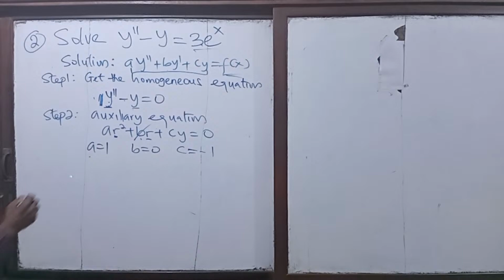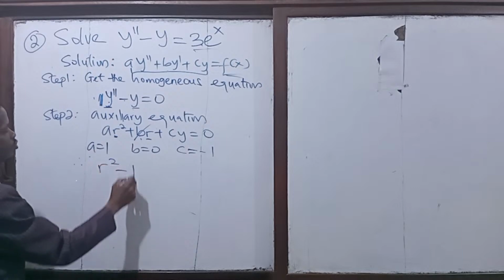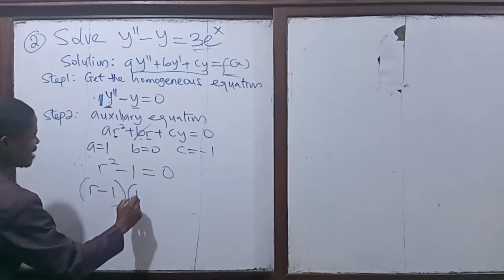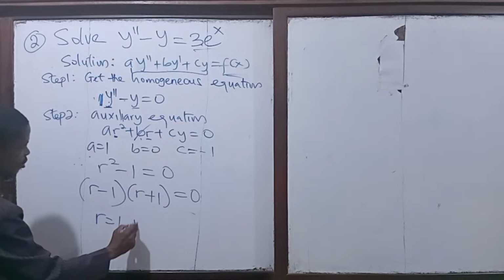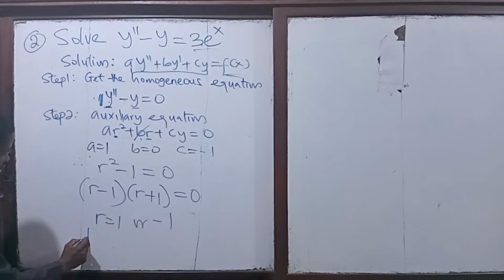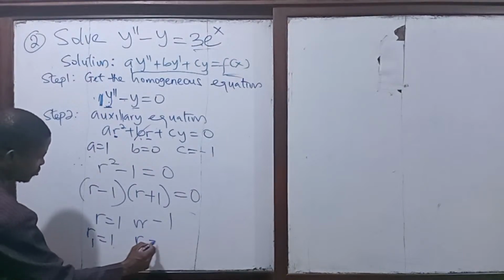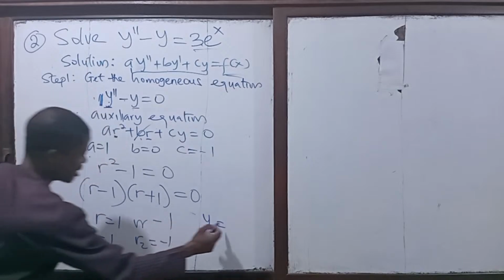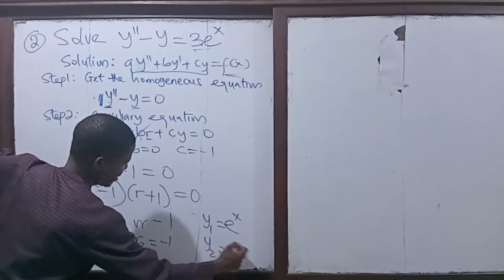Okay, so then the auxiliary equation will now become r squared minus 1 equal to 0. This will be equal to r minus 1 times r plus 1 equal to 0. So r is equal to 1 or minus 1. We can call this r1 equal to 1, and r2 equal to minus 1. So the first one, y1, is e to power x. Y2 is e to power minus x.